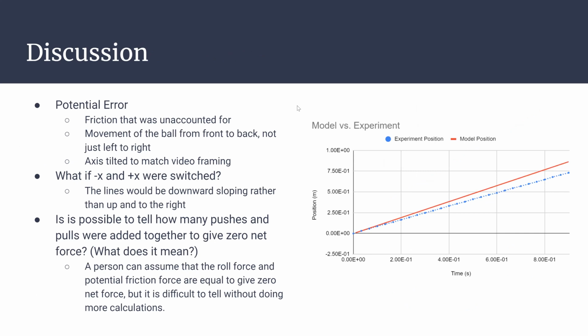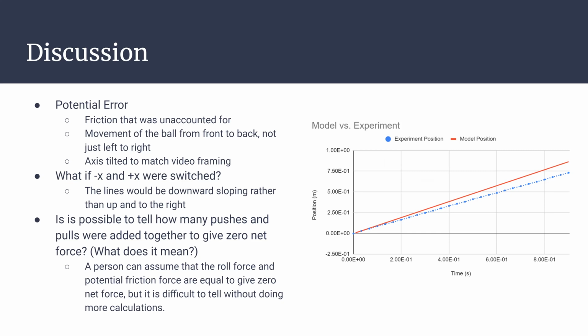This graph shows the experimental position versus the model position, and you can see the experimental position, which was from my video, is a little bit lower than the model position that was gained through Python. Some potential error that could have caused this was friction that was unaccounted for, movement of the ball from front to back, not just from left to right, and the axis being tilted to match video framing. I could have made a mistake when I did that.